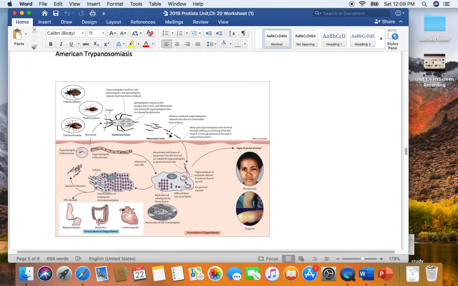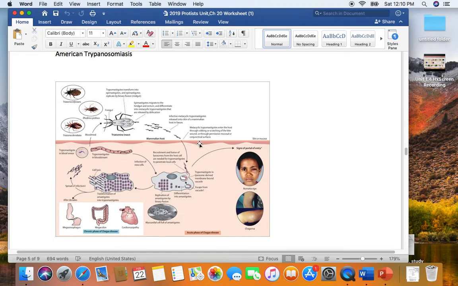Then we might be semi-awake and feel a tickle on our face, so we rub our face, and we end up rubbing the feces with the parasites into the bite wound, and that's how the parasite gets into our body. Another way is if we rub the feces into our eye, and this will often cause a swelling of the eye. This is called Romaña sign, and in endemic areas, this might be a sign that you have been infected with Trypanosoma cruzi.